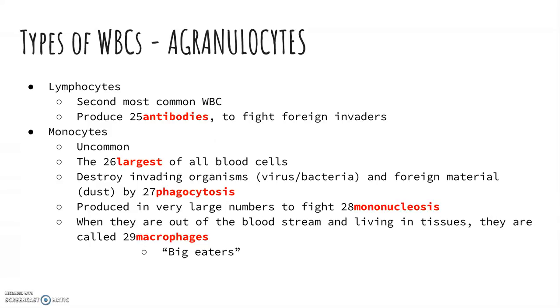All right, let's move on to the agranulocytes. These are called agranulocytes because within these white blood cells, the cytoplasm does not have any granules that are kind of obscuring your view.